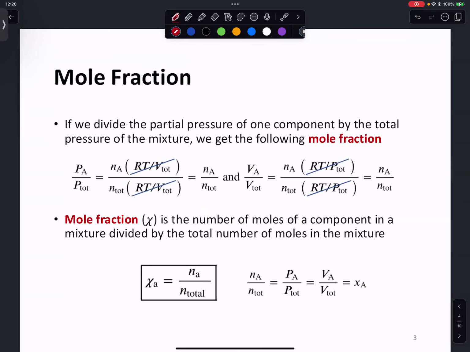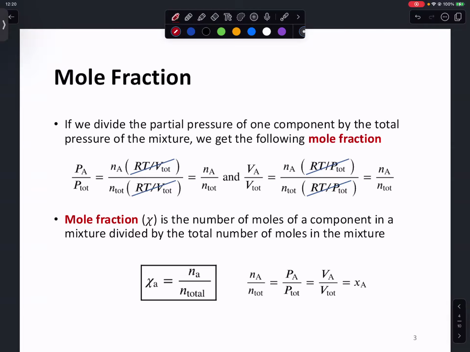Now, how we're going to use this concept in our calculations: a variation of this relationship can give rise to mole fraction. Mole fraction is a concentration unit, and it can be used for anything. It can be used for a mixture of liquids, it can be used for a mixture of gases, so it can be used basically for solutions. But in the context right here, we're talking about gases.